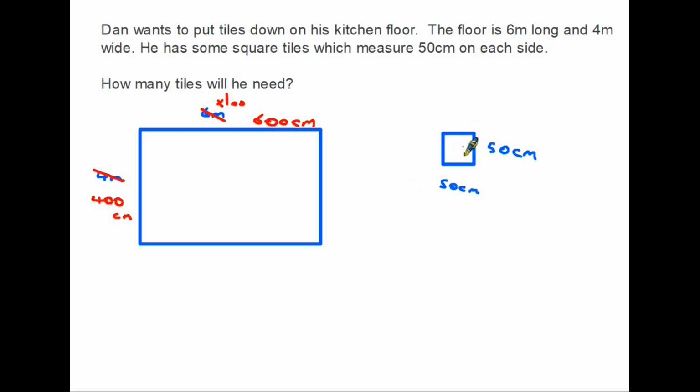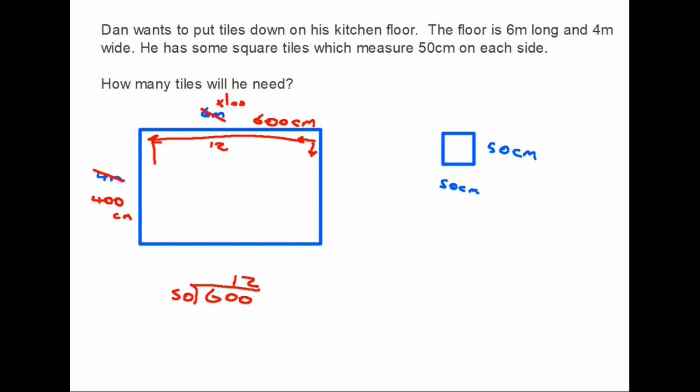Now, if you can picture this tile being placed onto the floor, you will see that each tile will measure 50 centimeters across and also 50 centimeters down. So you can ask yourself how many 50 centimeters will go along this edge here. So the sum would be, it's 600 centimeters and you are dividing it by 50. Therefore, you would be able to fit 12 tiles across there.